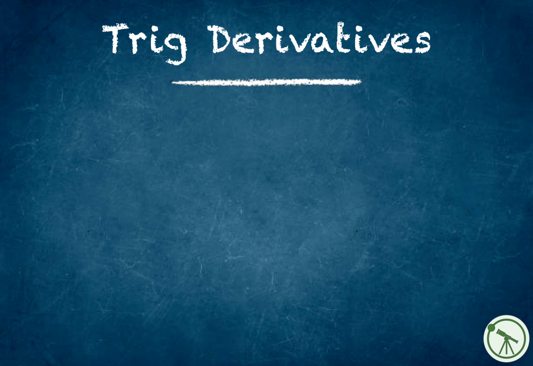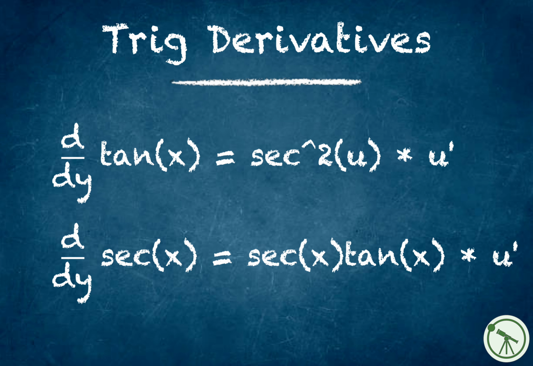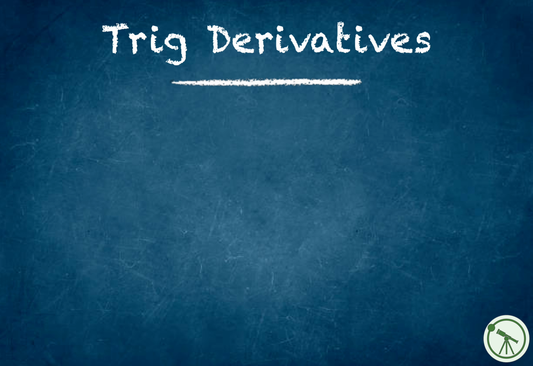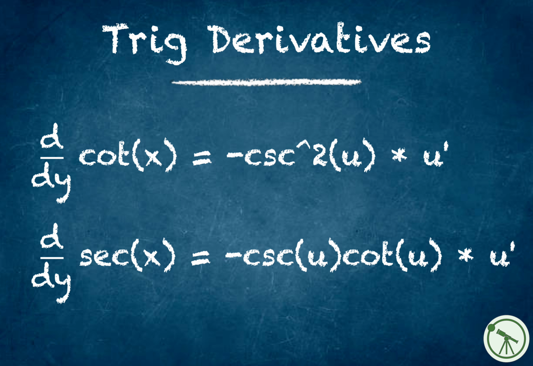Okay, so back to derivatives. We know that tangent is equal to secant squared. Well, guess what secant is equal to? Secant times tangent. And this same concept applies to the other trig functions. For example, on the other end of the spectrum, cotangent is equal to negative cosecant squared. And you'll never guess what cosecant is equal to. That's right, it's equal to negative cosecant times cotangent.